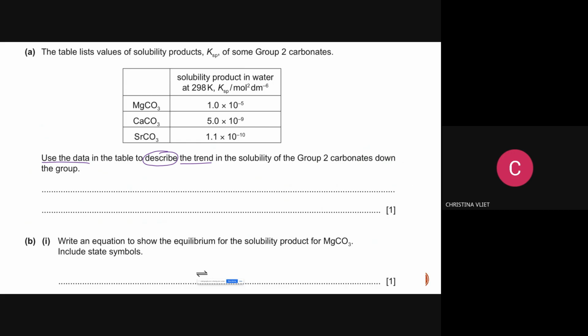So how am I going to earn this 1 mark? What do I say? It's less soluble down the group, or solubility decreases down the group. Let's use the data. How do we use the data to say this? Because the Ksp values decrease, they get smaller.